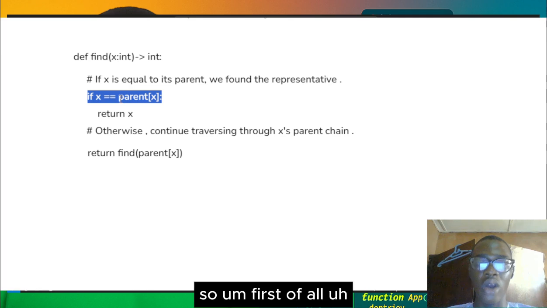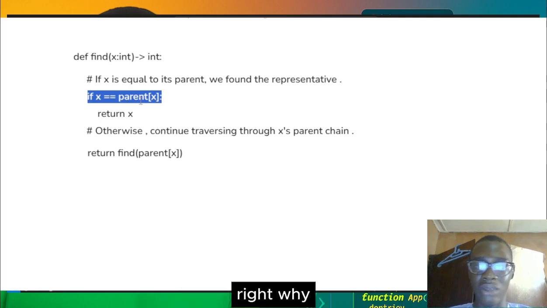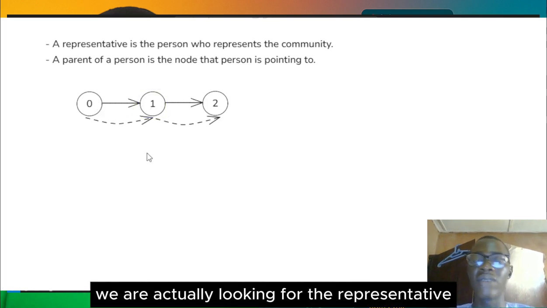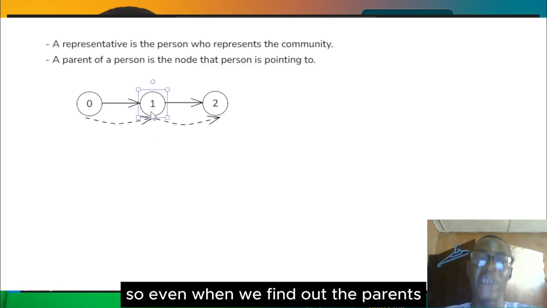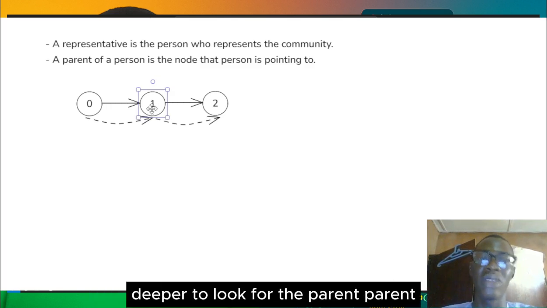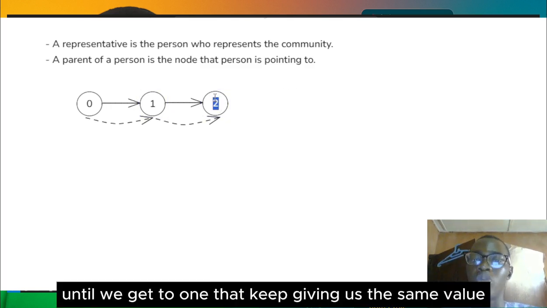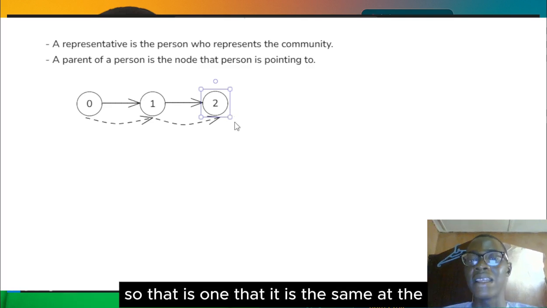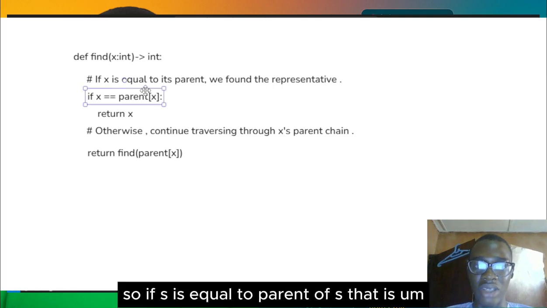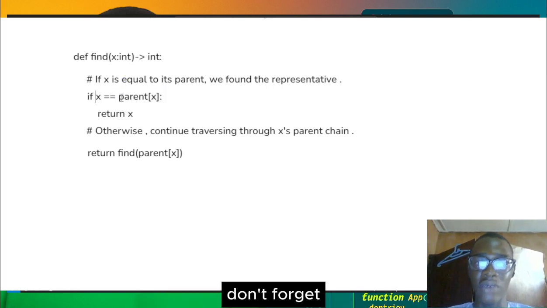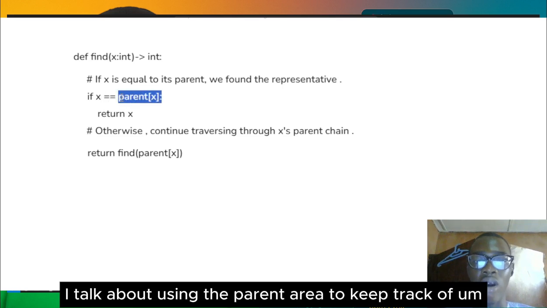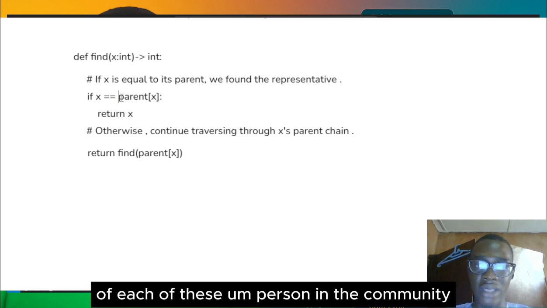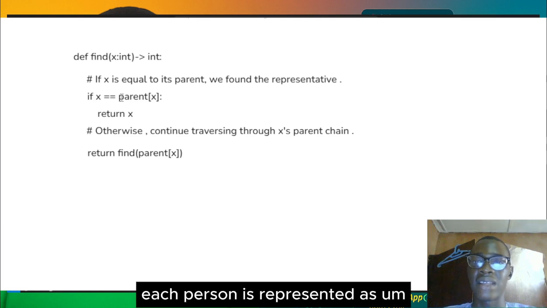First of all, it's going to be a recursive function. Why? Because we are not really looking for the direct parent, we are actually looking for the representative. So even when we find the parent, we still have to go deeper to look for the parent of the parent until we get to one that keeps giving us the same value even when we are finding its parent, that is, it is the same as its parent. So if S is equal to parent of S. Don't forget I talked about using the parent array to keep track of the parent of each person in the community.